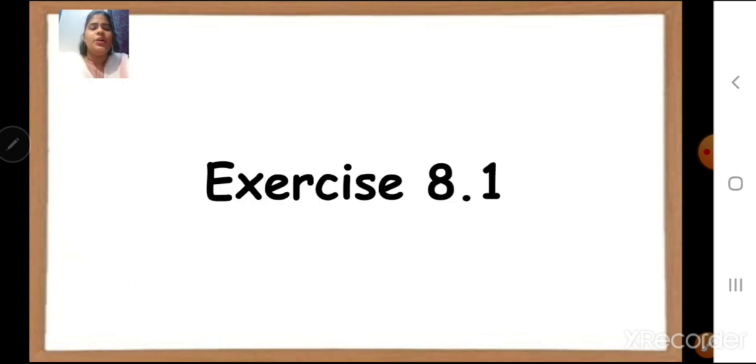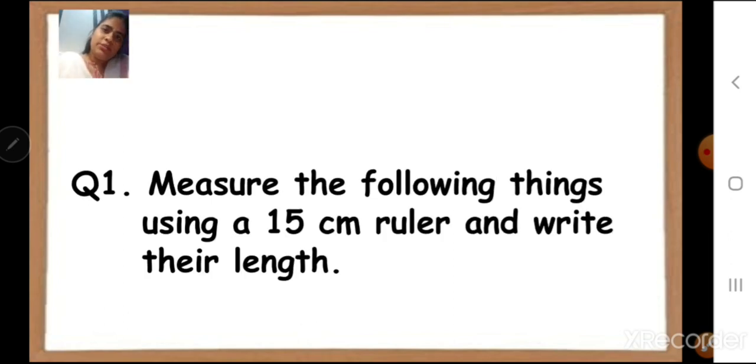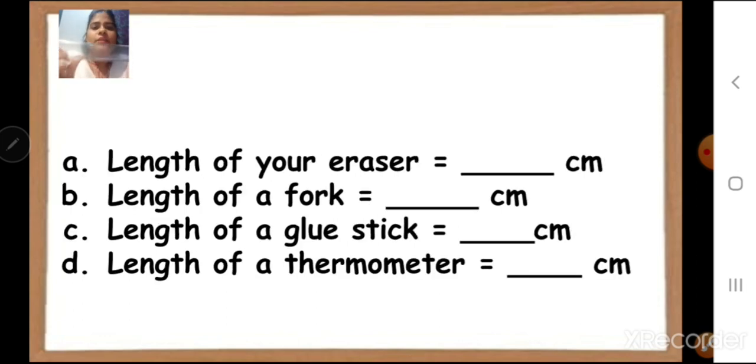Now we are going to take out your textbook and we are going to solve exercise 8.1. Children, we are going to solve only question number 1 today, which is: measure the following things using a 15 centimeter ruler and write their length. You all have a 15 centimeter ruler with you in your hand, correct? Now children, if you try to find the answer at your home, it may be different from mine. So you can write your own answer, or you can copy from mine.